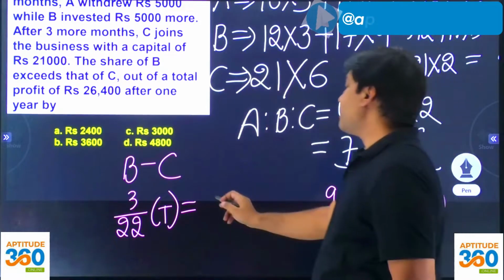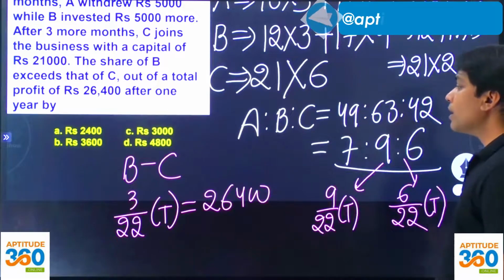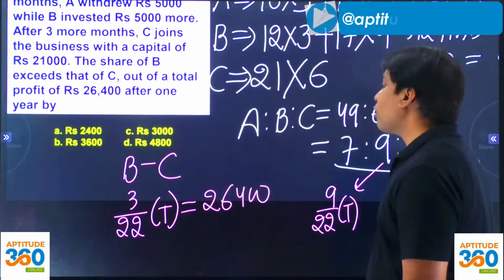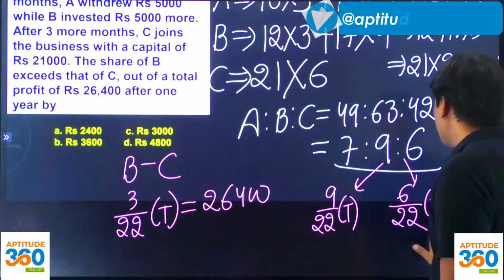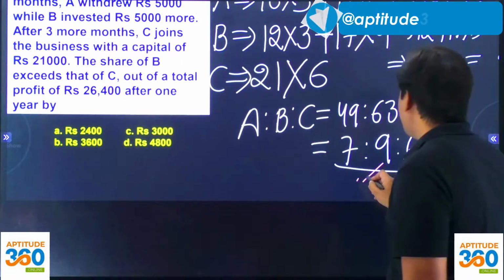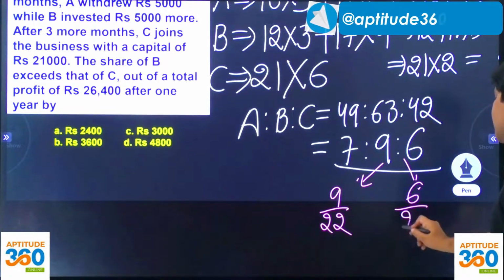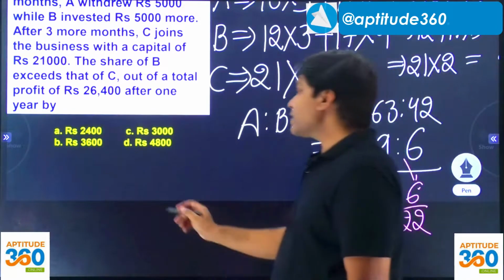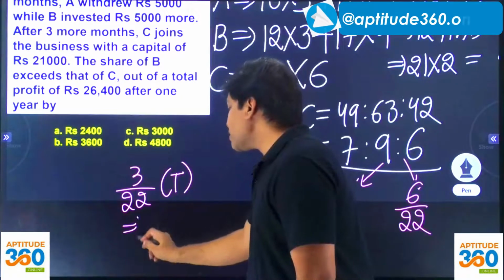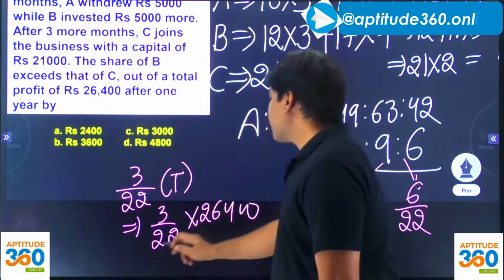That's the difference. That difference is given to you as 26400. Isn't it? Oh, my bad. Total profit has been given to you. B will be getting 9 by 22 of the total profit, whereas C will be getting 6 by 22 of the total profit, and the difference between them is going to be 3 by 22 of the total profit, and total profit in this problem is given to you as 26400.